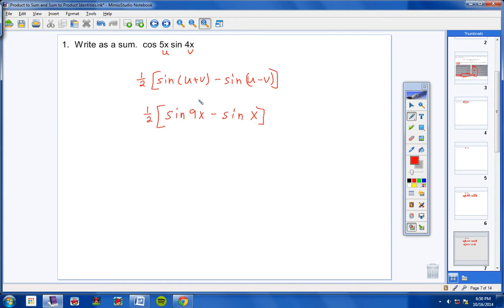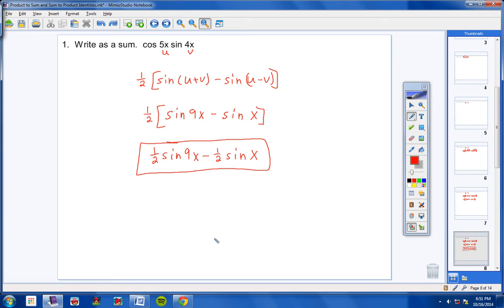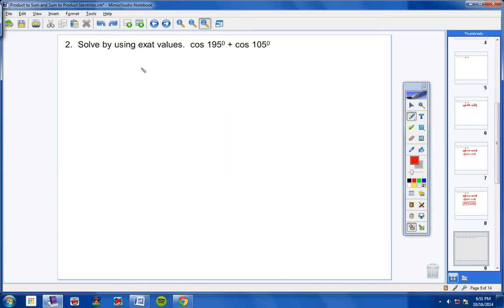Now you could leave it like this, and I have no problem with that at all, but you could also multiply the 1/2 through, and it would probably be better to multiply the 1/2 through, okay? So if you multiply the 1/2 through, you would simply be left with this, okay? 1/2 times sine of 9x minus 1/2 sine of x, and that's it, okay? Very simple. These are very, very simple simplifying problems, okay? All right, moving on to our next example. Please go ahead and copy this in your notes.